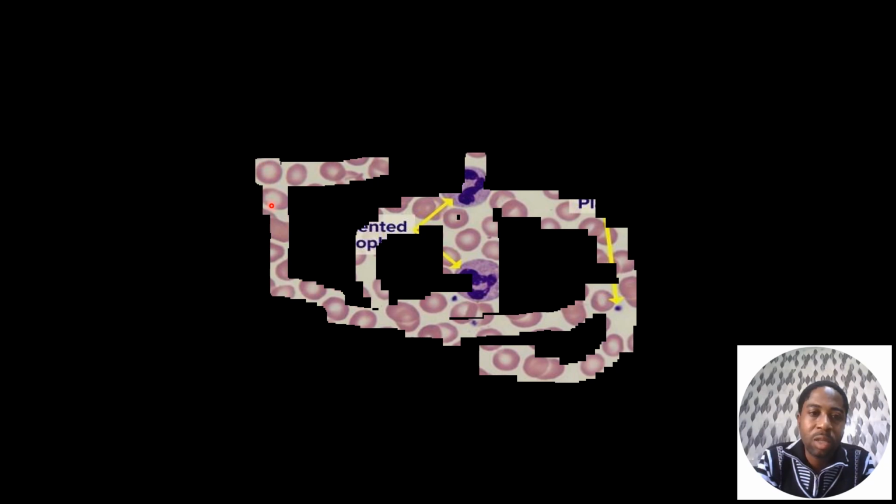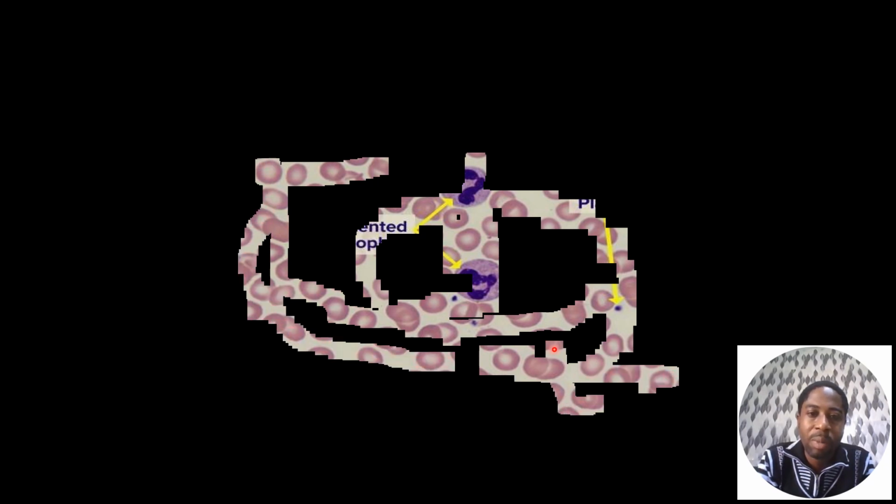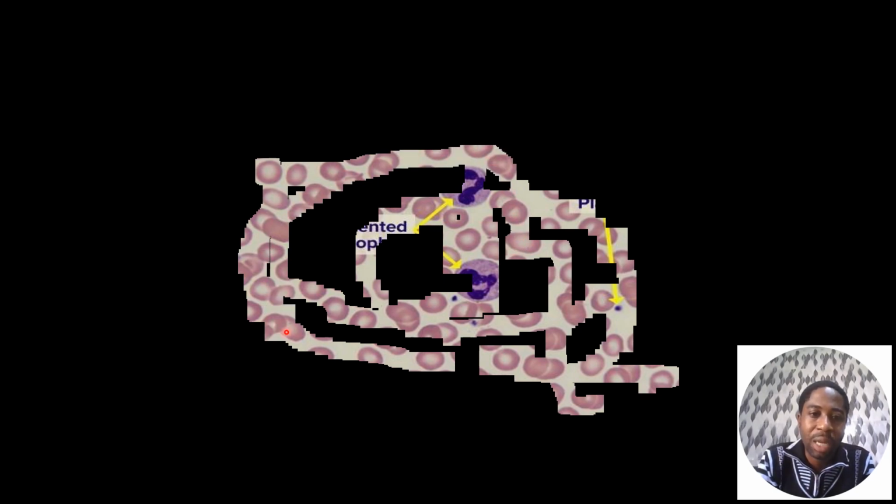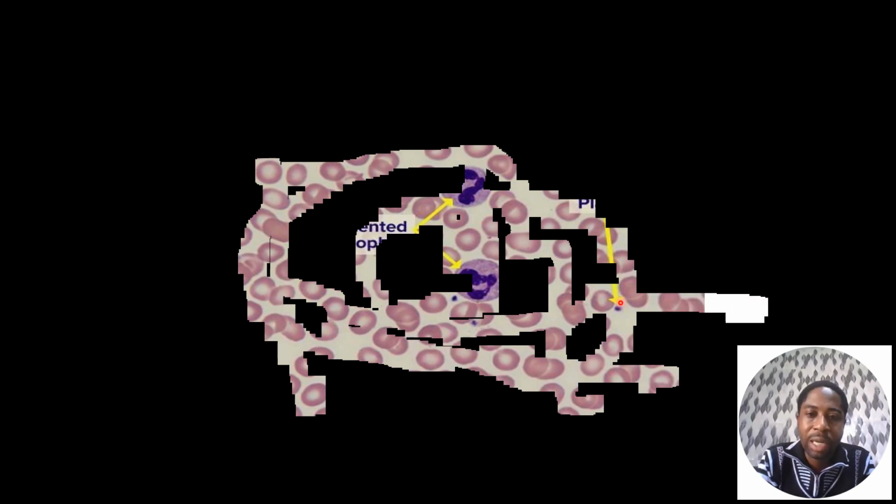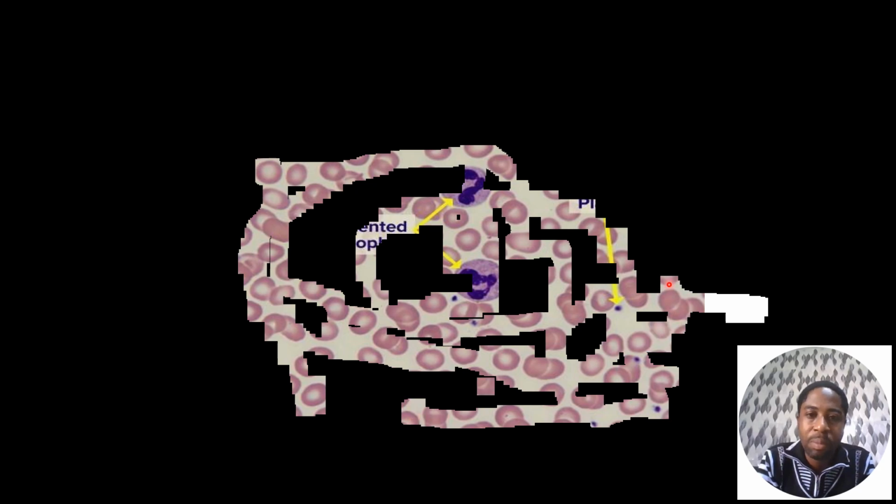And then these ones, the small circular ones with a pale center, are red blood cells. The center is hollow or pale because of the absence of the nucleus. And then these small purple ones with very small purple dots are platelets. These ones are all platelets.